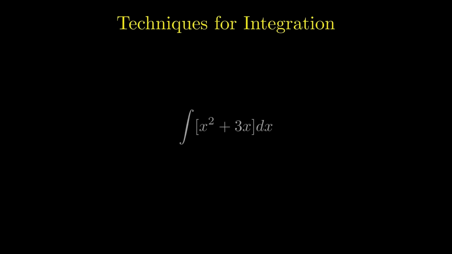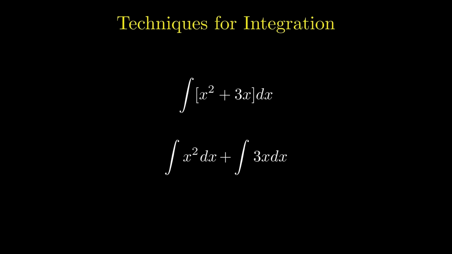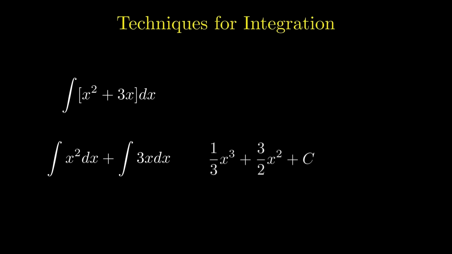Suppose we want to evaluate the integral x squared plus 3x with respect to x. Using the sum rule, we can break this down into two separate integrals. Integral x squared with respect to x plus integral 3x with respect to x. Evaluate integrals equals 1/3 x cubed plus 3 over 2 x squared plus c.